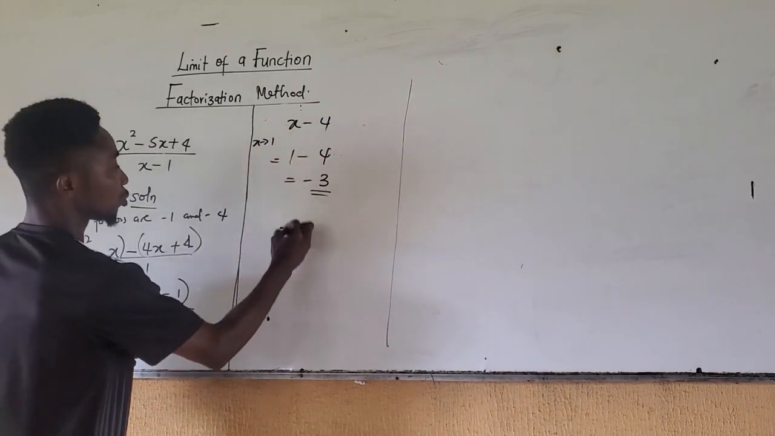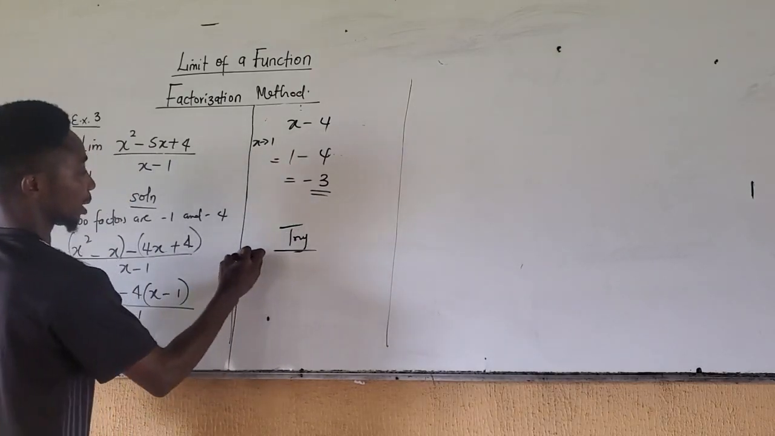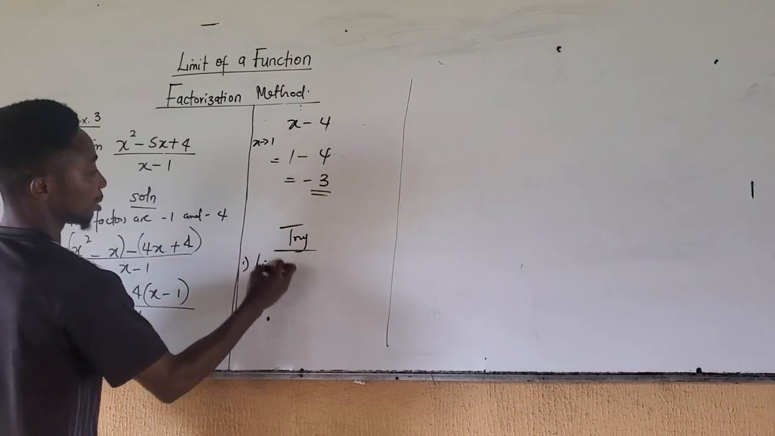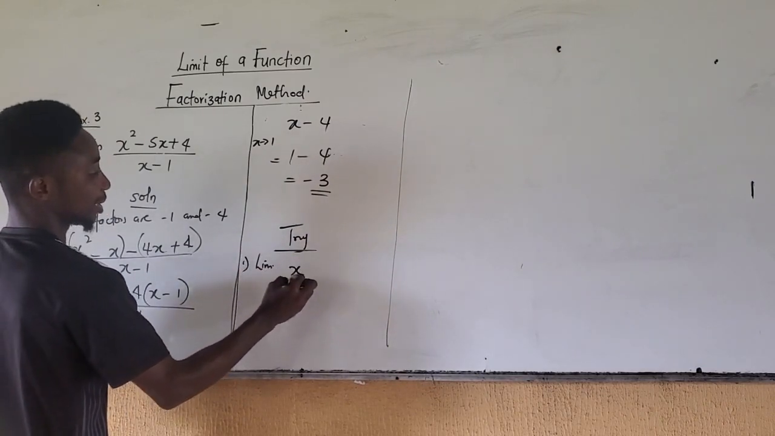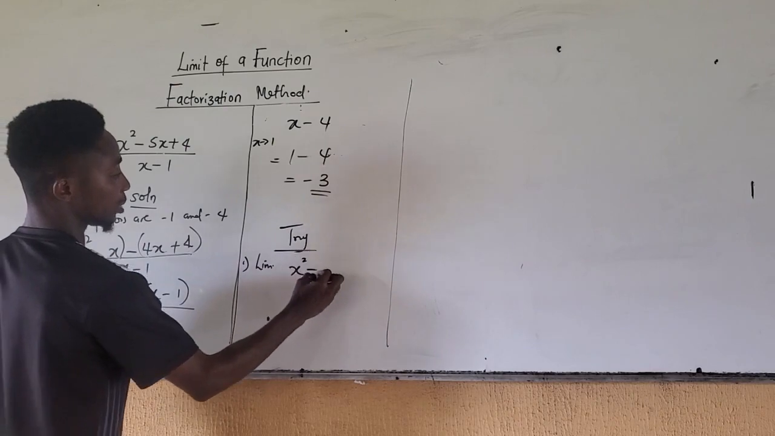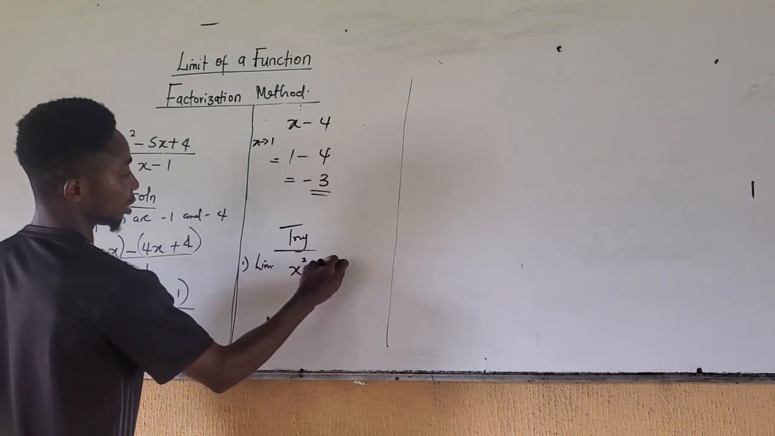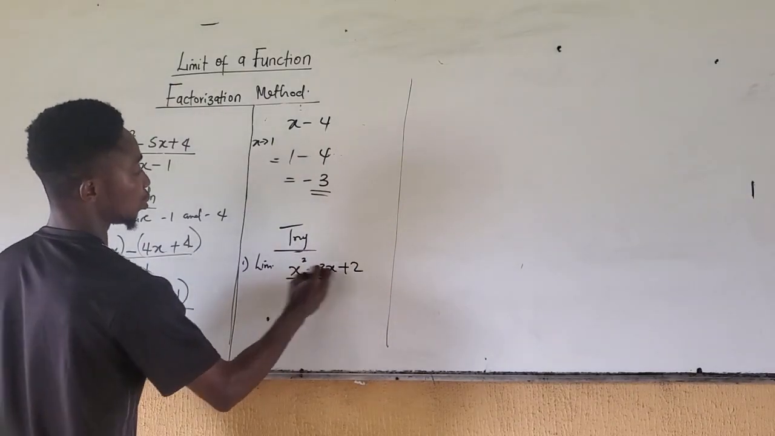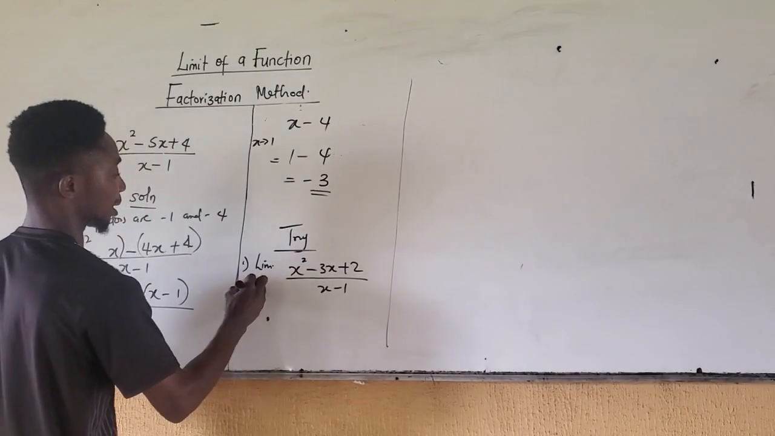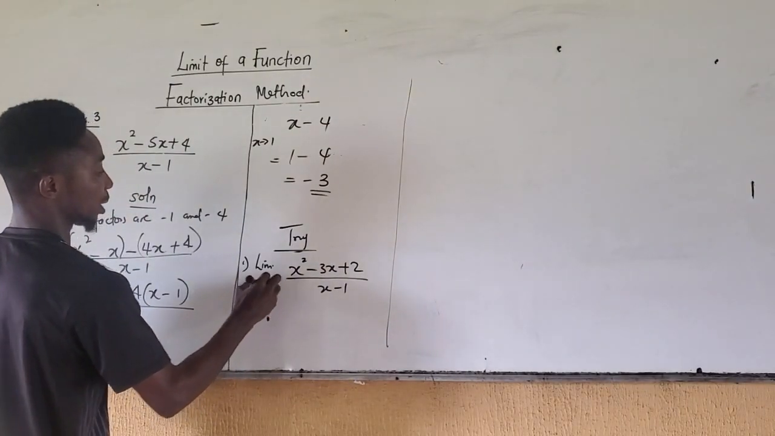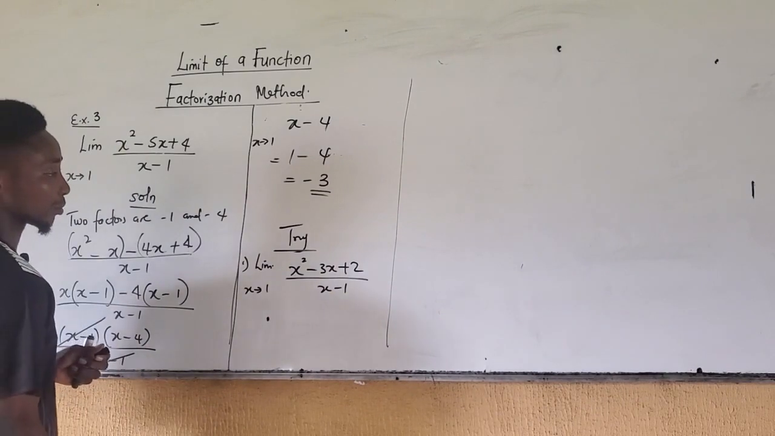So I want us to try this. Number 1, take the limit of x squared minus 3x plus 2 all over x minus 1 as x tends to 1.